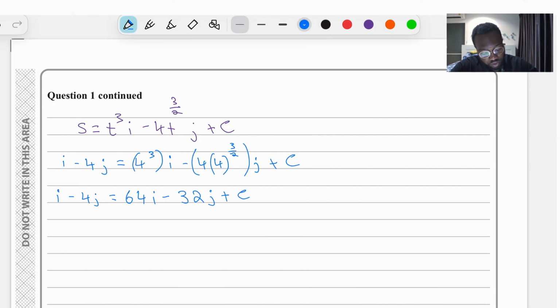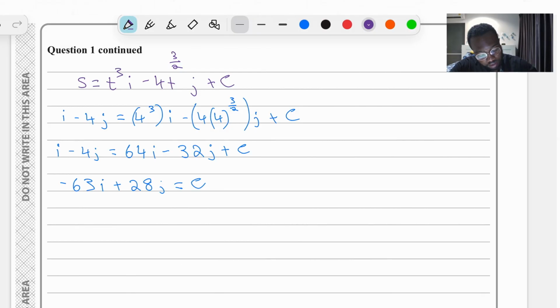And now we just need to rearrange this. So we get i minus 64i, so that'll be a minus 63i. And then we bring the 32 over, so that'll be a plus 28j, and that is equal to c. So now we've worked out our c value. So now if we rewrite this whole equation, that would be s is equal to t cubed i minus 4t to the power of 3 over 2 j. And now our c value, that'll be minus 63i plus 28j.